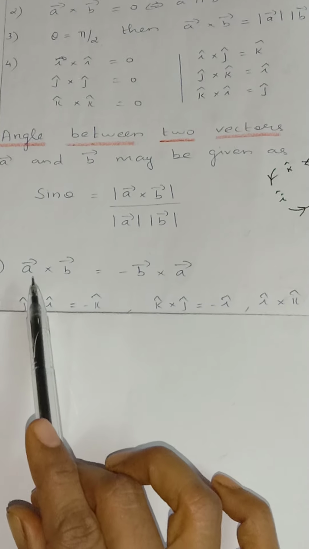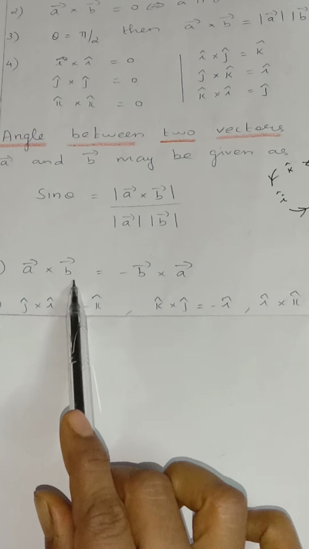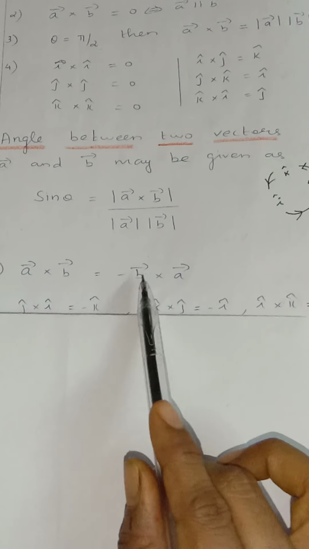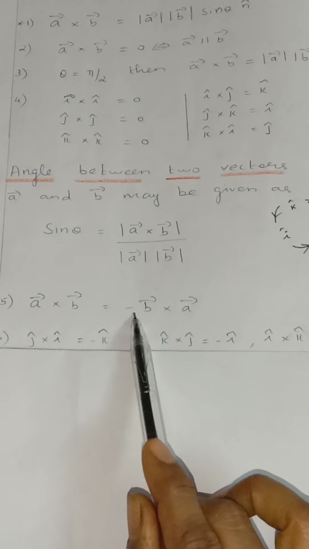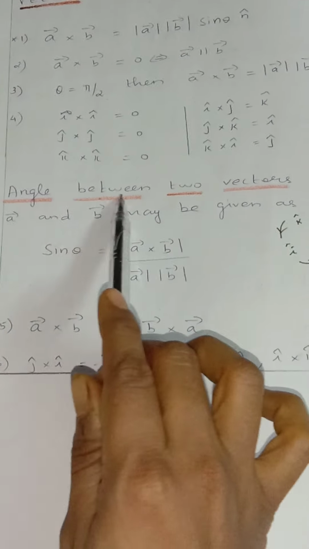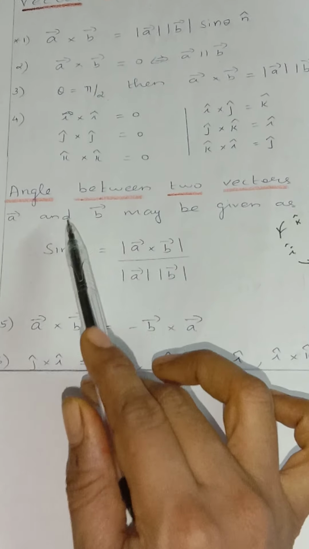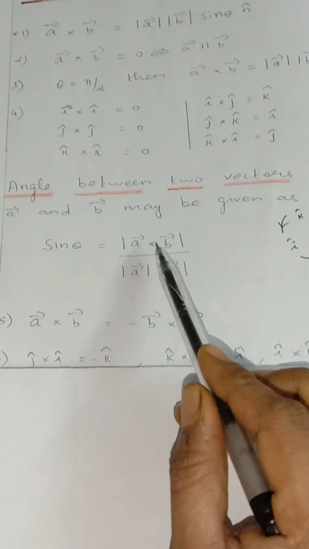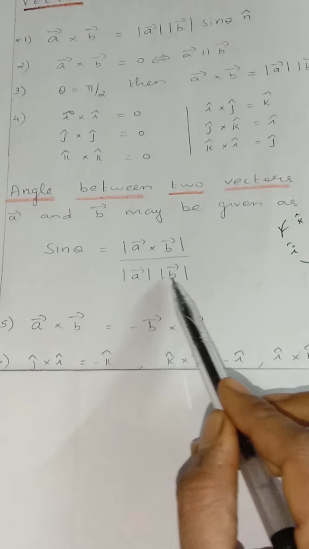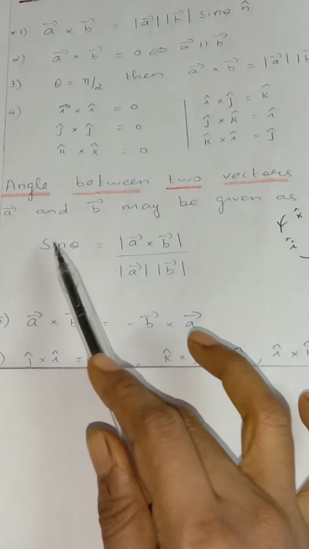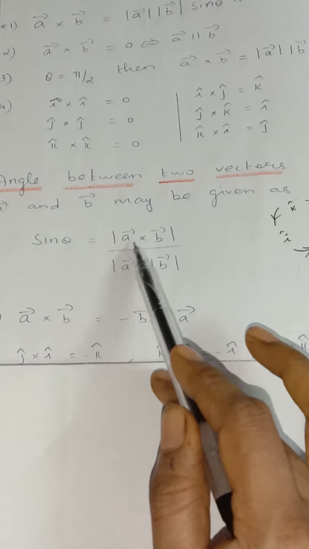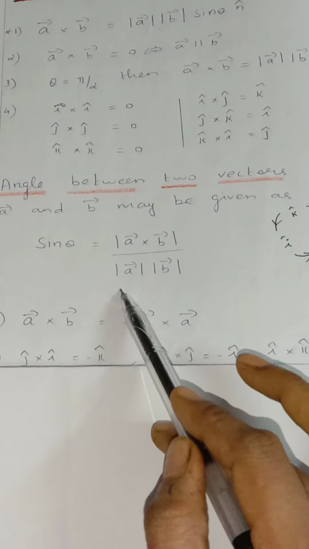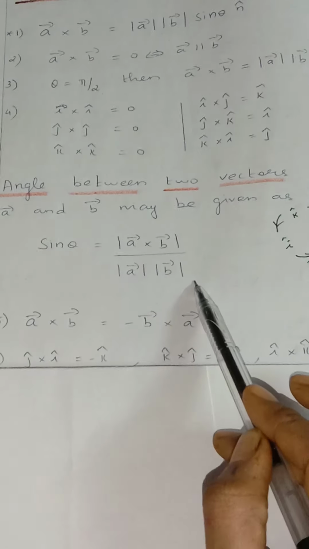And this is one more property. If I interchange a cross b and write it as b cross a, you will get a negative sign outside. You all know the angle between two vectors: cos theta is equal to a dot b by magnitude of a, magnitude of b. Here, for sin theta, sin theta is equal to magnitude of a cross b by magnitude of a, magnitude of b.